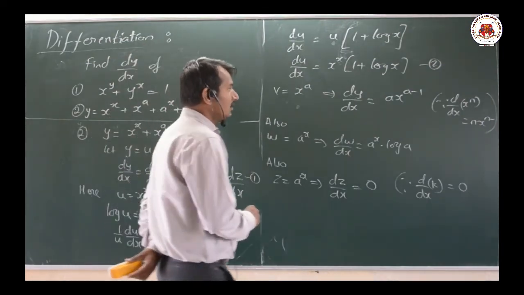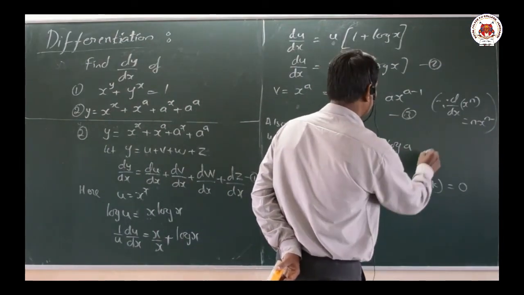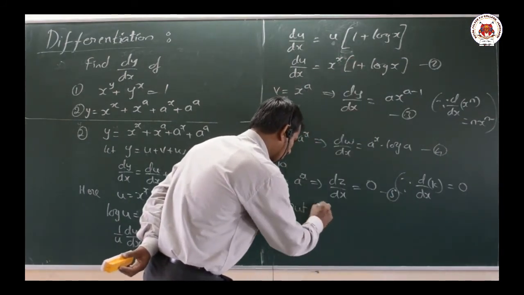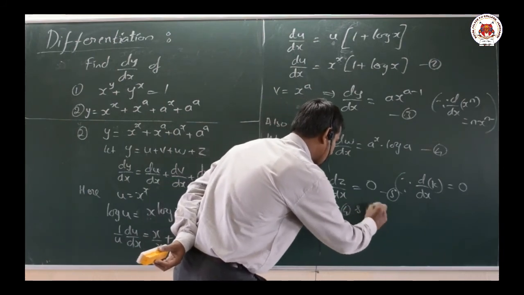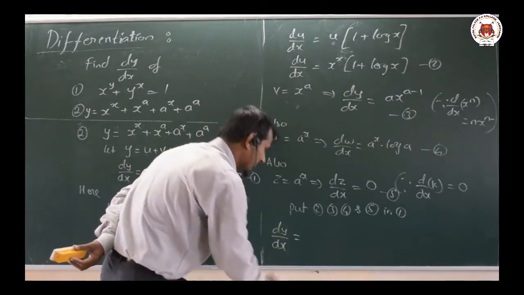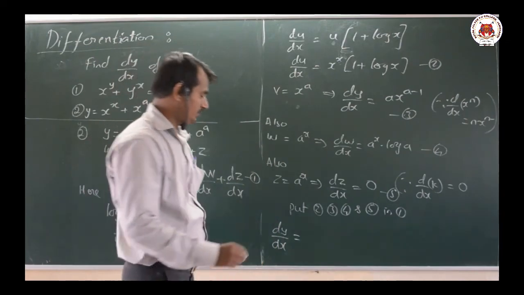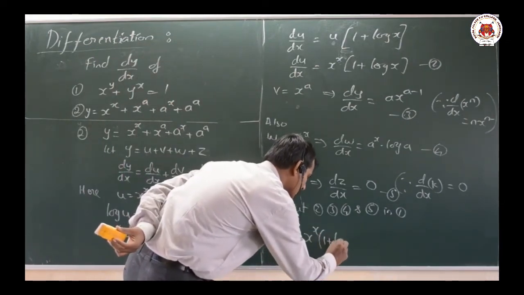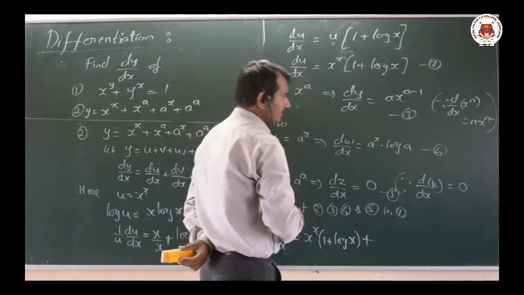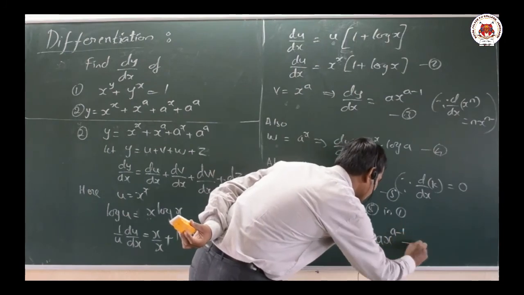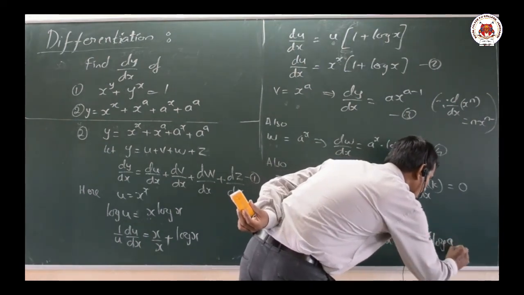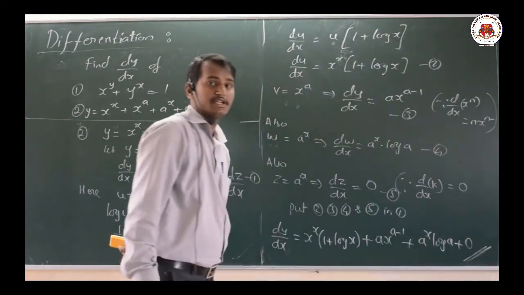Now put equations 2, 3, 4 and 5 in 1. So what we get here is dy by dx equal to, first, x raised to x into 1 plus log x, plus the next term dv by dx, which is a into x raised to a minus 1, plus dw by dx, that is a raised to x into log a, plus 0. That is the required result.